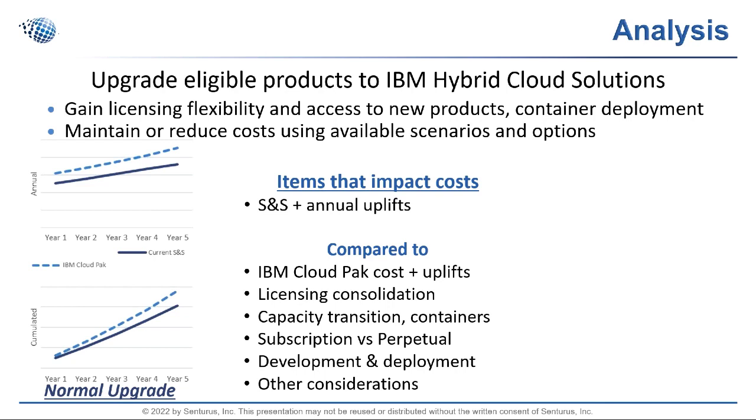We look at the uplift, we look at the consolidation that happens, we look at the capacity components of it, we look at the deployment and some things that might happen there. And when you do all that, our target is to take all of the customers that we work with and show them how they can do the upgrade and end up with the dotted green line, which says that you're going to pay the same thing that you were paying to do the upgrade as you were paying to be on subscription and support.